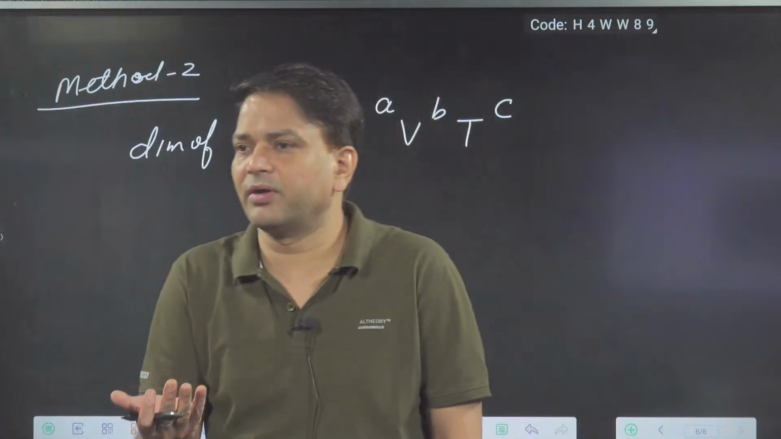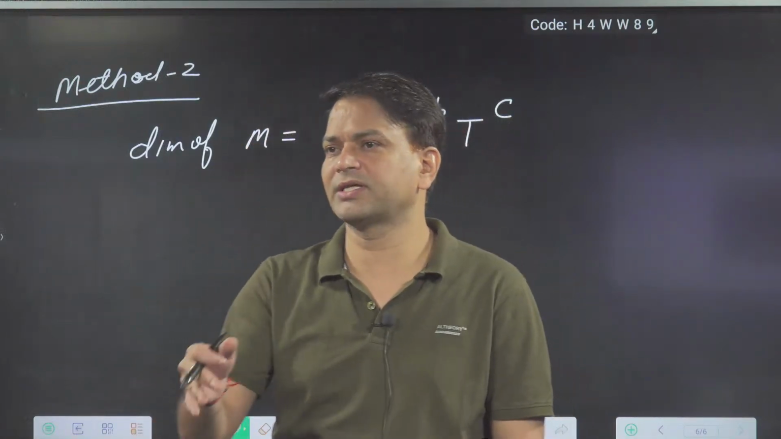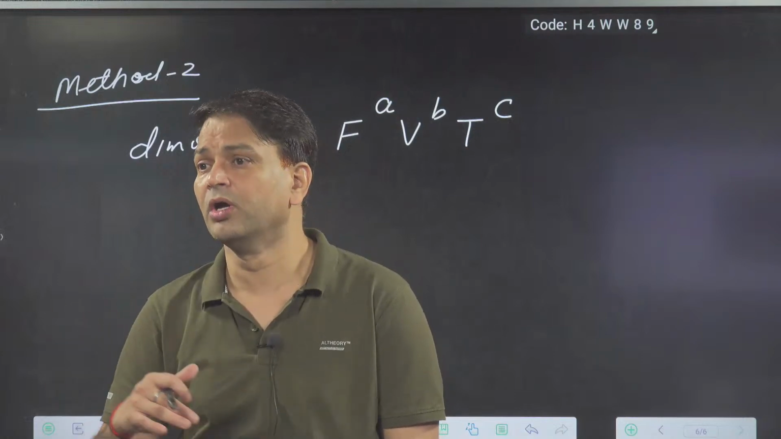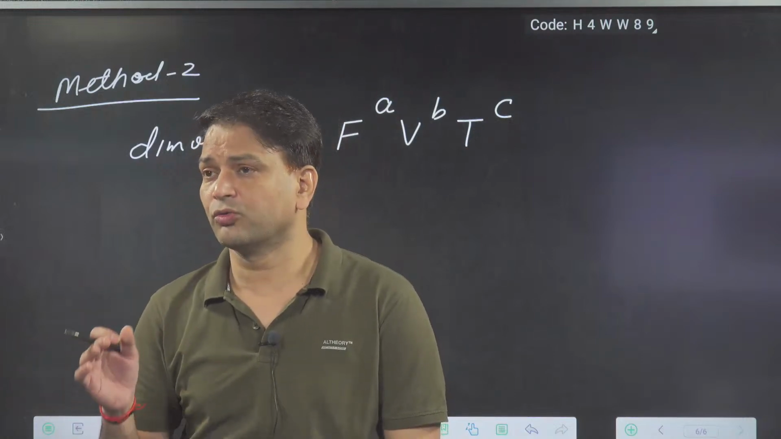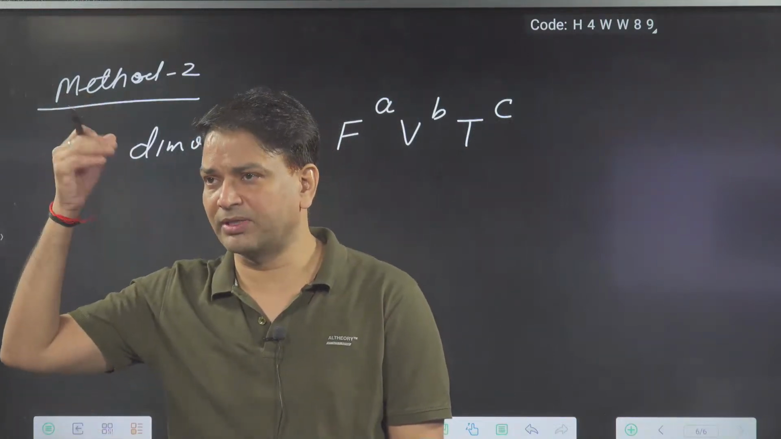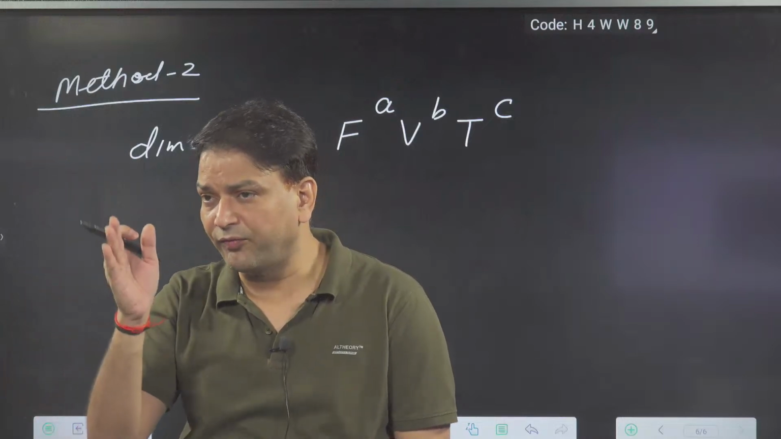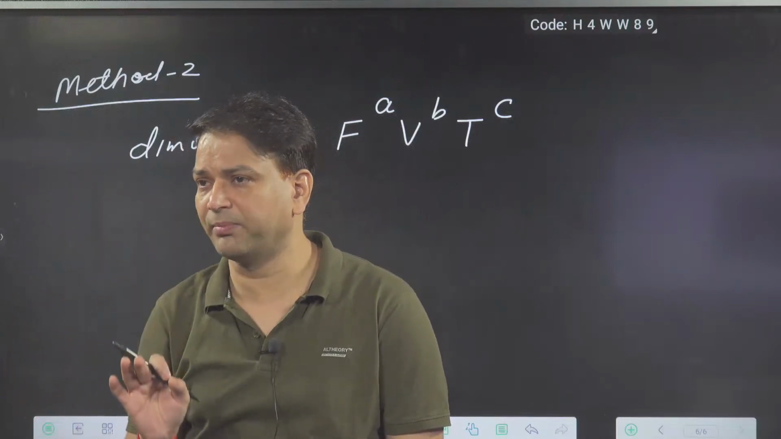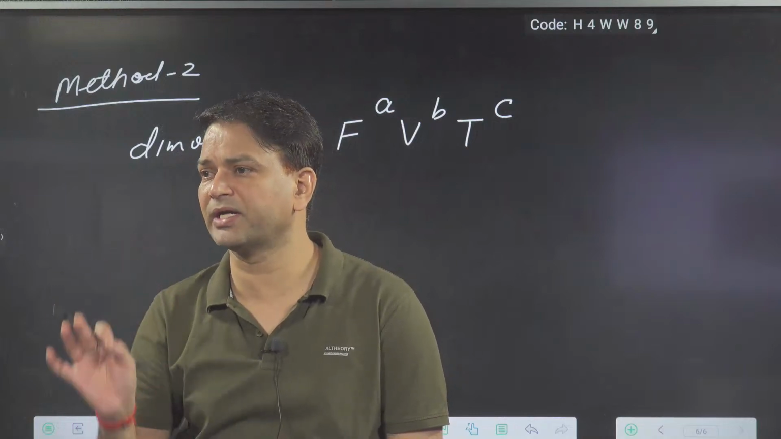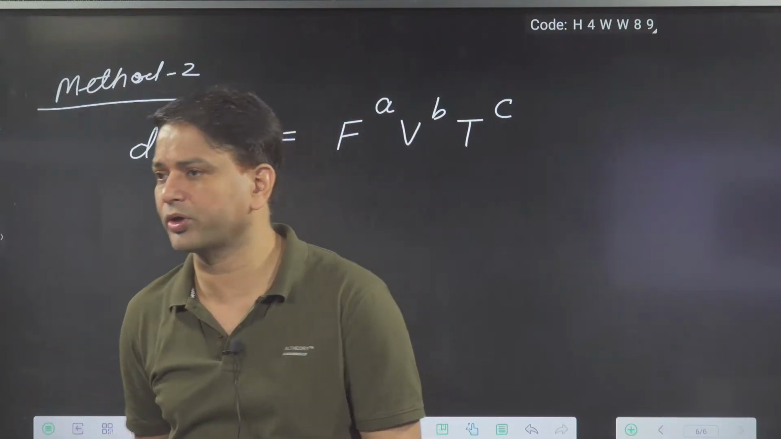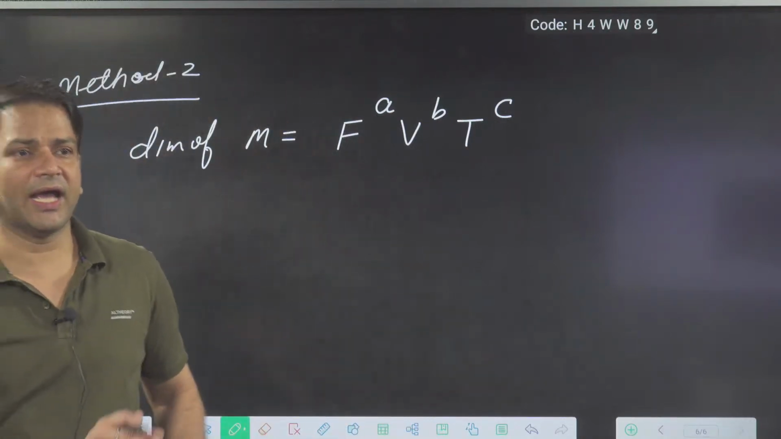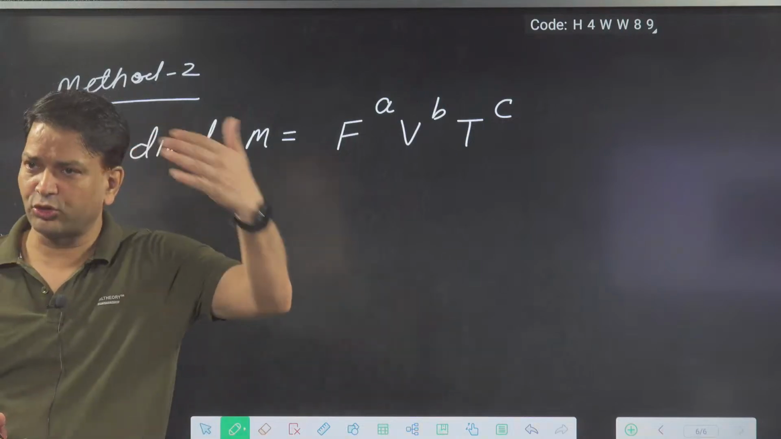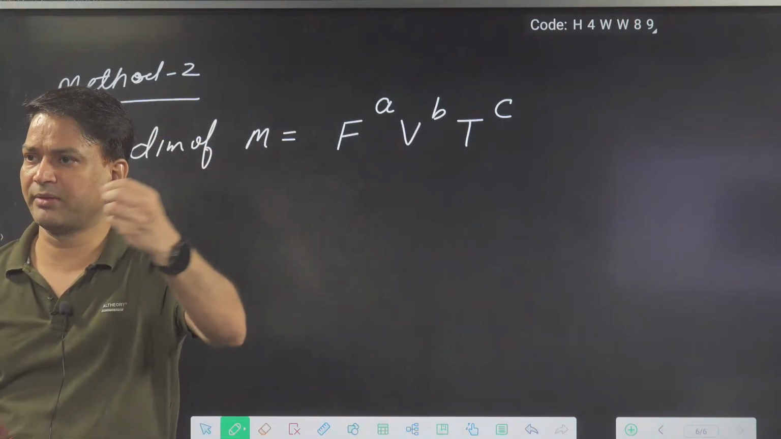I don't know the dimension of M. What is the dimension of force? I don't know. What is the dimension of velocity? I don't know. What is the dimension of time? I don't know. So what I did, I just took the variables A, B, and C. If I get the value of A, B, and C, then I will get the dimension of M. So first I represent M in terms of the given fundamentals F, V, T, but I don't know the powers. That's why I took the variables A, B, and C.